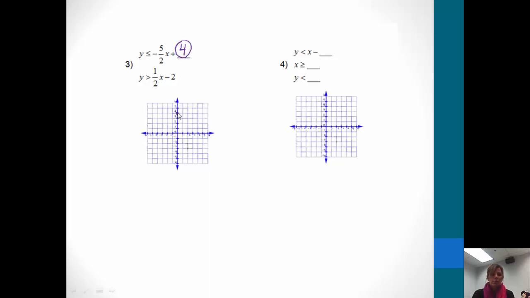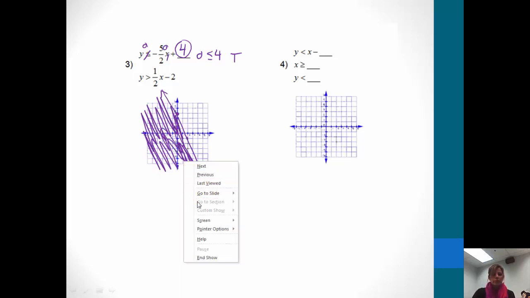All right, I'm going to start up at 4, and then negative 5 halves is my steps over there. So I'm going to go down 5 and over 2. Down 5 and over 2. This is going to be a solid line because of the equal sign. And then when I test 0, 0, I get 0 is less than or equal to 4. That is a true statement. So I get to shade the side of the line that has the 0, 0 on it.